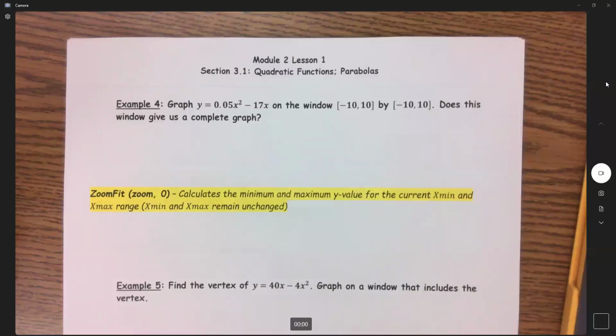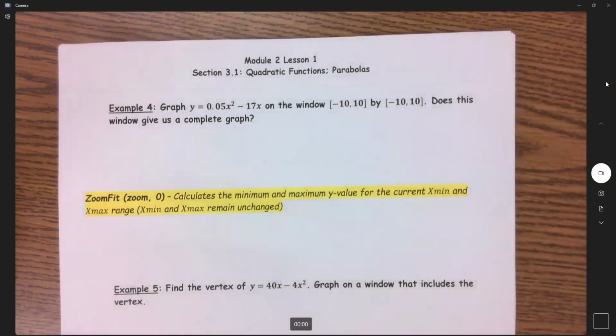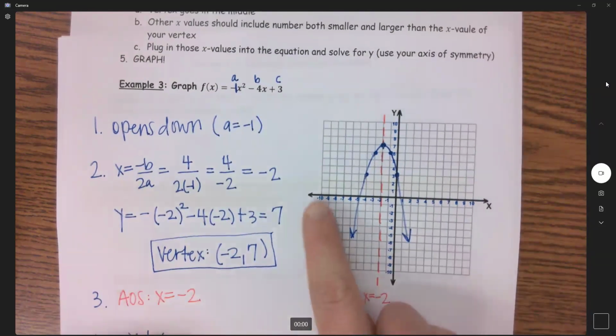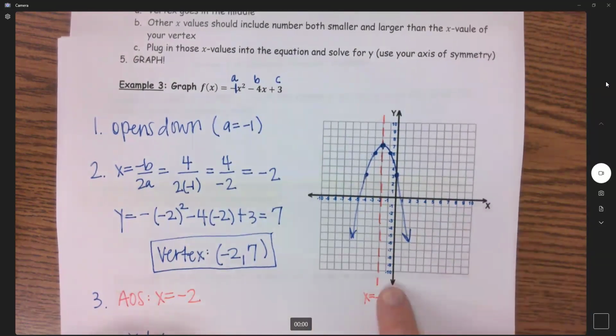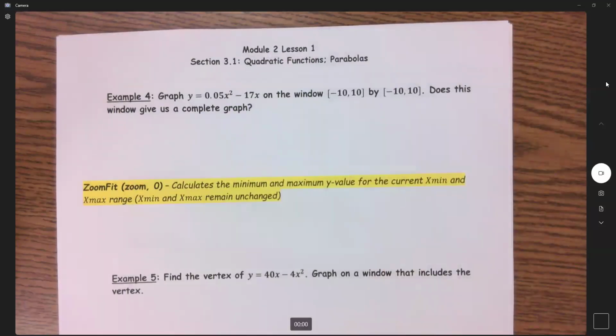We have several application problems starting with example 4. Example 4 says to graph y equals on the window of negative 10, 10 by negative 10, 10. Does this window give us a complete graph? That negative 10, 10 by negative 10, 10 is this graph right here. It's going from negative 10 to 10, negative 10 to 10. This is a standard viewing window.